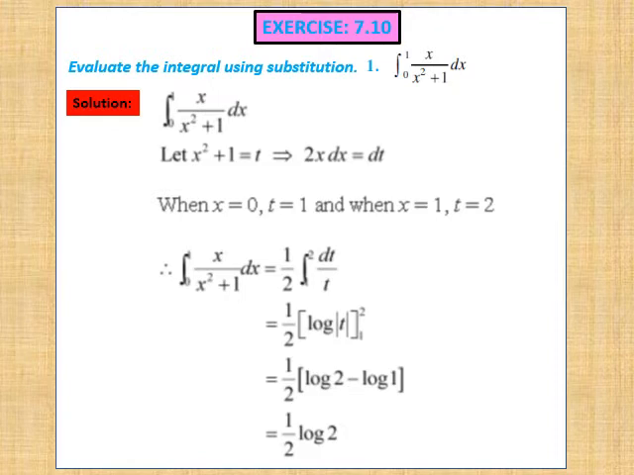And the integral of dt upon t is what? Log t. So we put the limits in this. We will get half of log 2 minus log 1, which is half log 2, because log 1 is equal to what? 0. So the answer for the given integral will be half log 2. Clear? So pause and note down the solution.